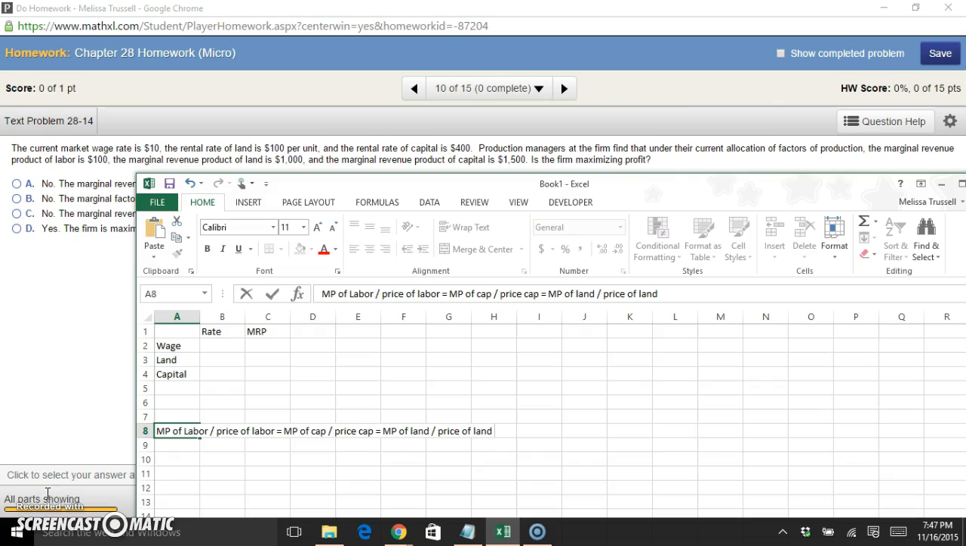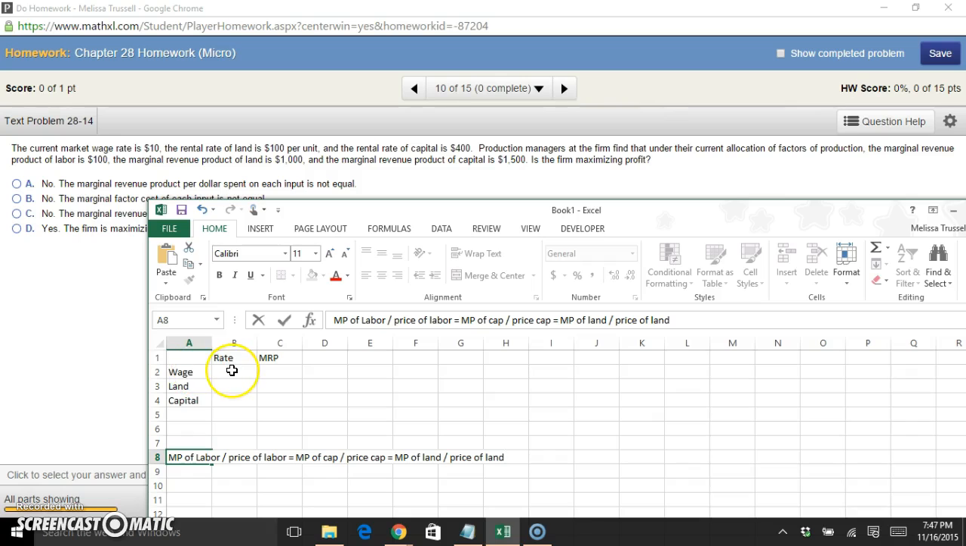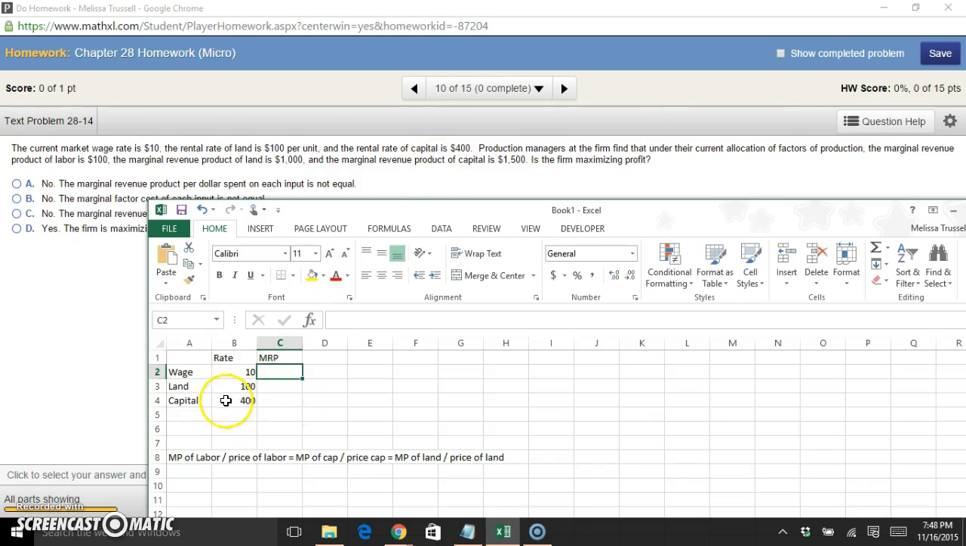I've already set up a little table here for myself in Excel, so I can copy in my wage rate. We're told the market wage rate is $10. The rental rate of land is $100 per unit, and the rental rate of capital is $400 per unit. So we can fill this into our table, and then we'll be ready to plug into our formula to see if these three things are equal. Because if they are not equal, then we're certainly not maximizing profit. To maximize profit, marginal product divided by price has to be equal across all three of these factors.